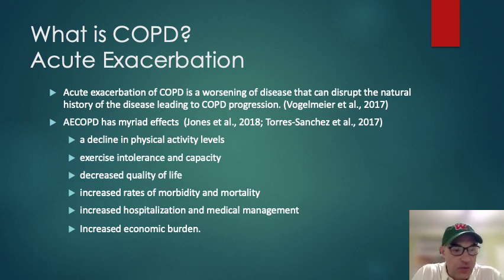So one of the things that we get concerned about is what's called acute exacerbation of COPD, which is effectively a worsening of disease that can disrupt the natural history of the disease, leading to its progression. And the effects that come out of acute exacerbation are obviously people being less physically active, the tolerance for exercise and physical activity goes way down, the quality of life goes down, we start seeing more disability, we start seeing other diseases, comorbid diseases emerging, we see early mortality rates going up. And of course, as that process plays out, the medical burden is much higher and the economic burden is much higher. And yet, it is possible to try to reduce the likelihood of these types of events happening.